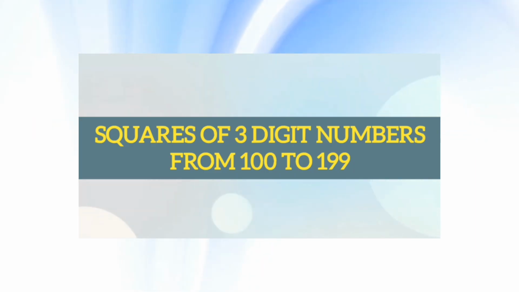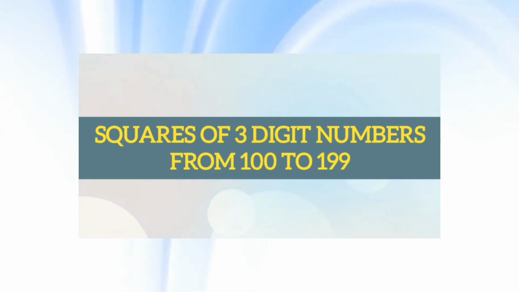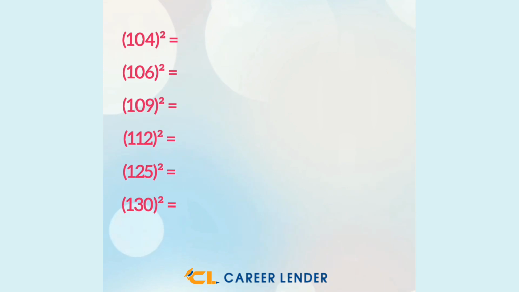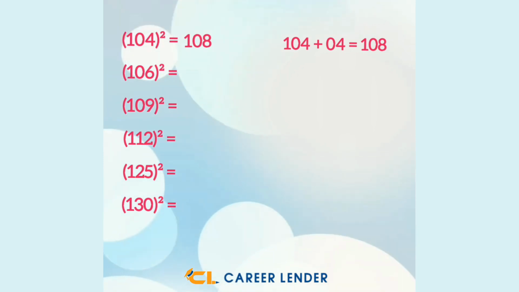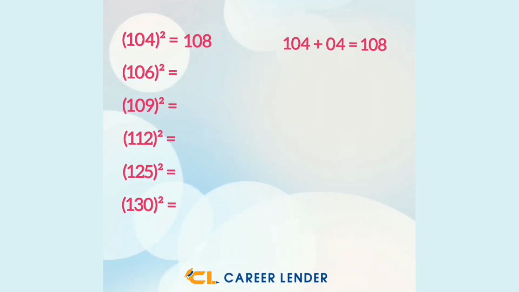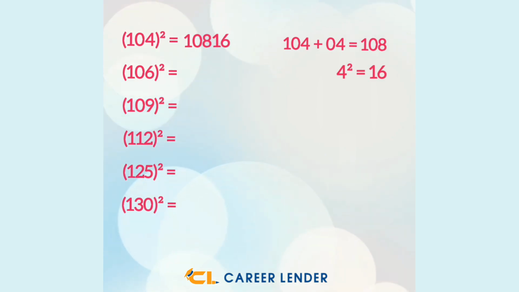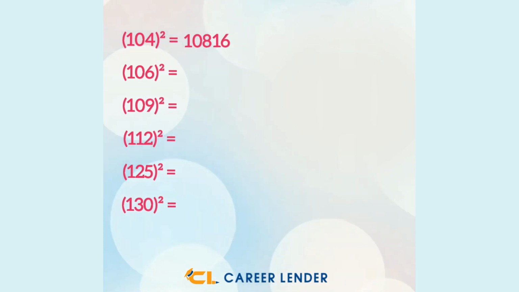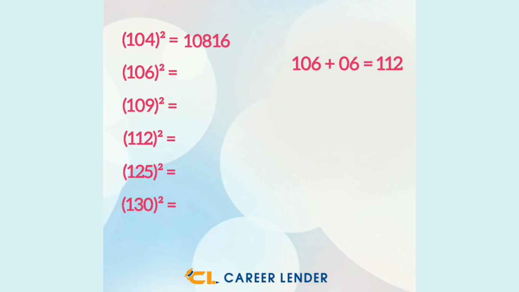Squares of 3-digit numbers from 100 to 199. For 104 square, add 104 with the last 2 digits of 104, that is 108. The remaining 2 digits of the answer is the square of the last 2 digits. 4 square is 16, so the answer is 10,816.